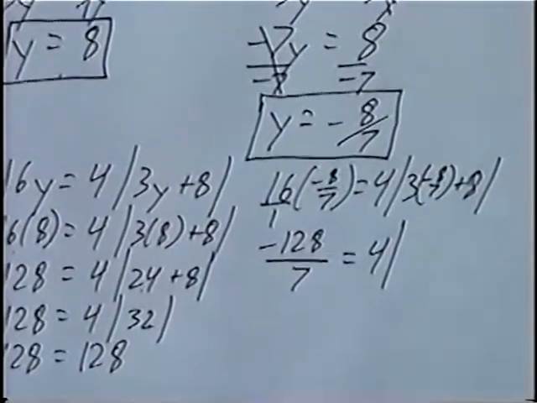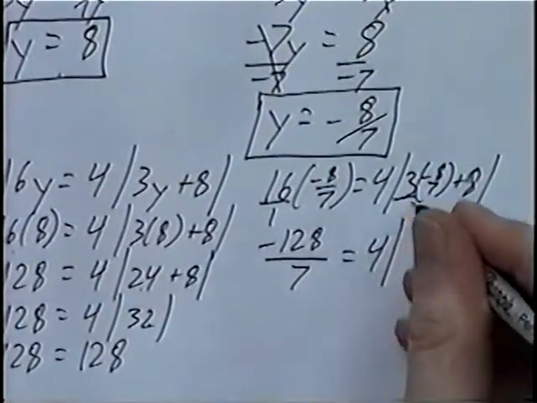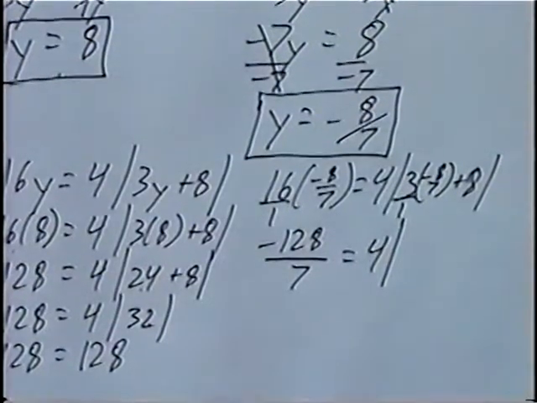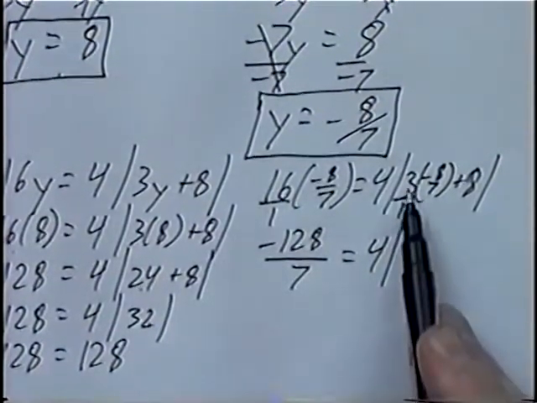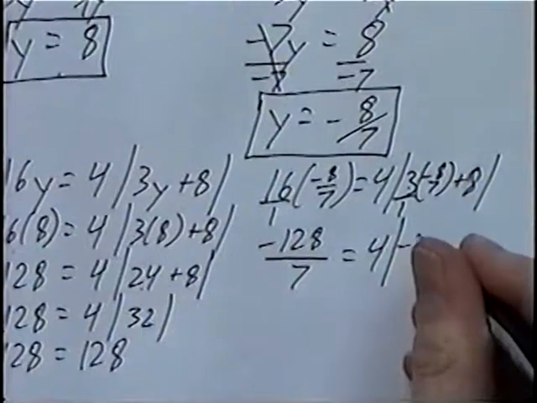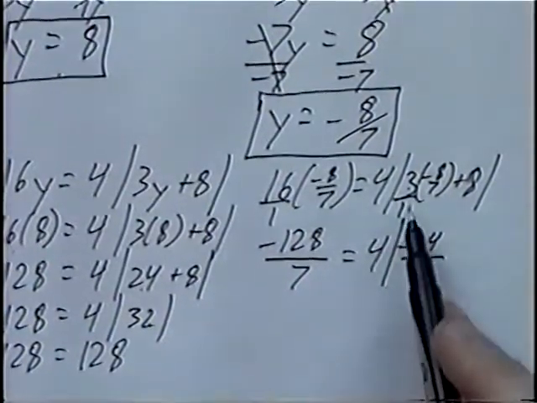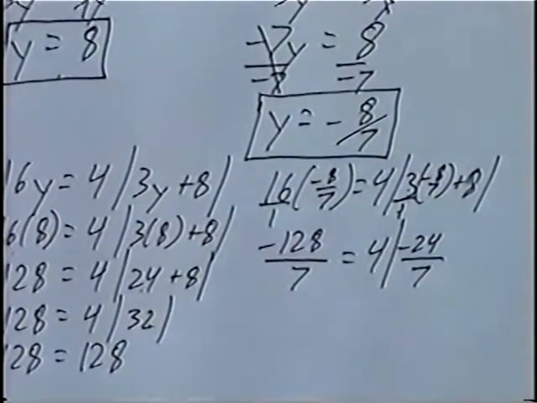The right hand side, 4 would stay the same. 3 times negative 8 over 7. Again, 3 we can make a fraction by putting a 1 for the denominator. 3 times a negative 8 would be negative 24, and 1 times 7 would be 7.